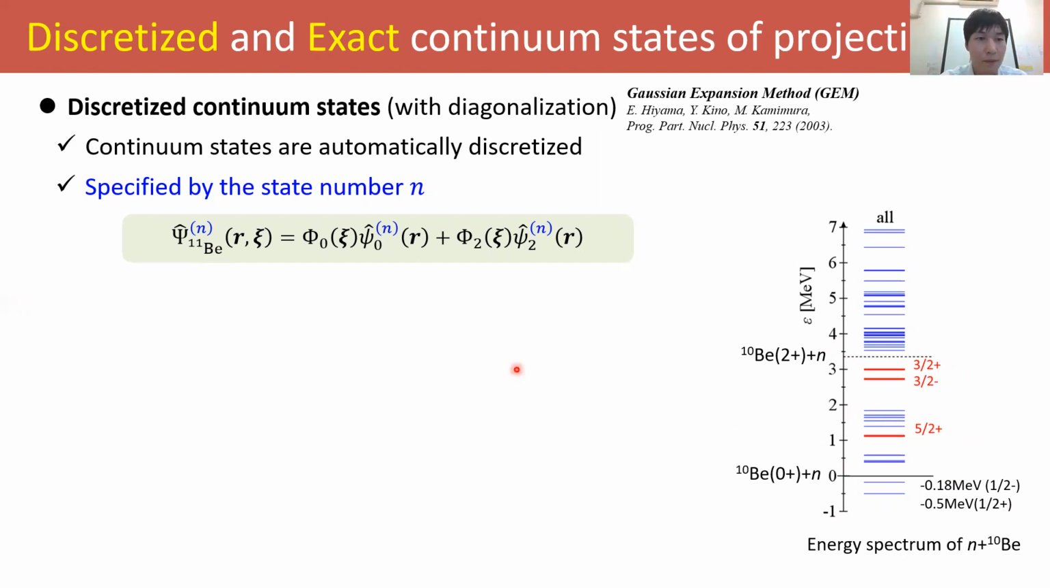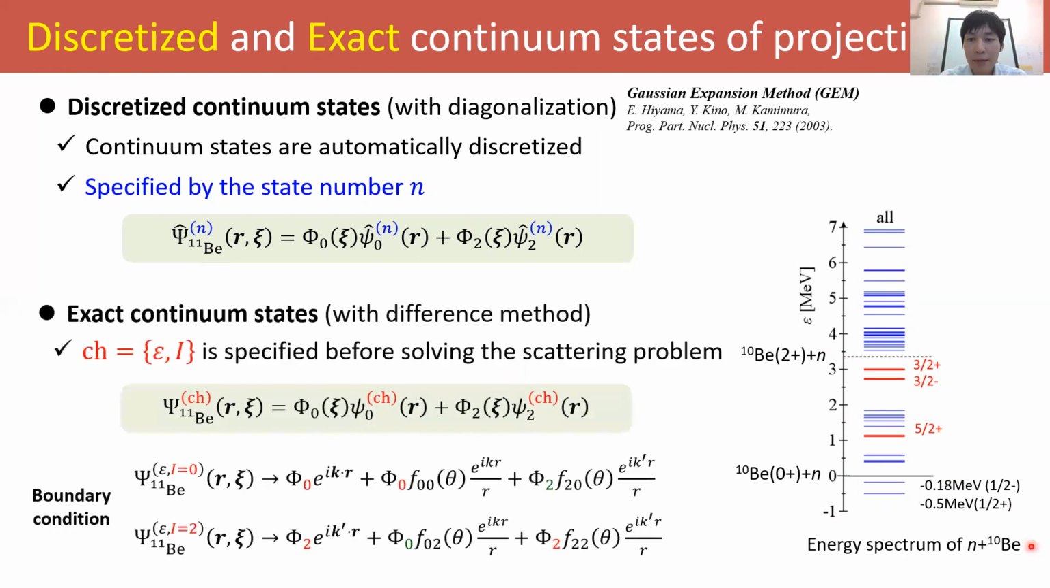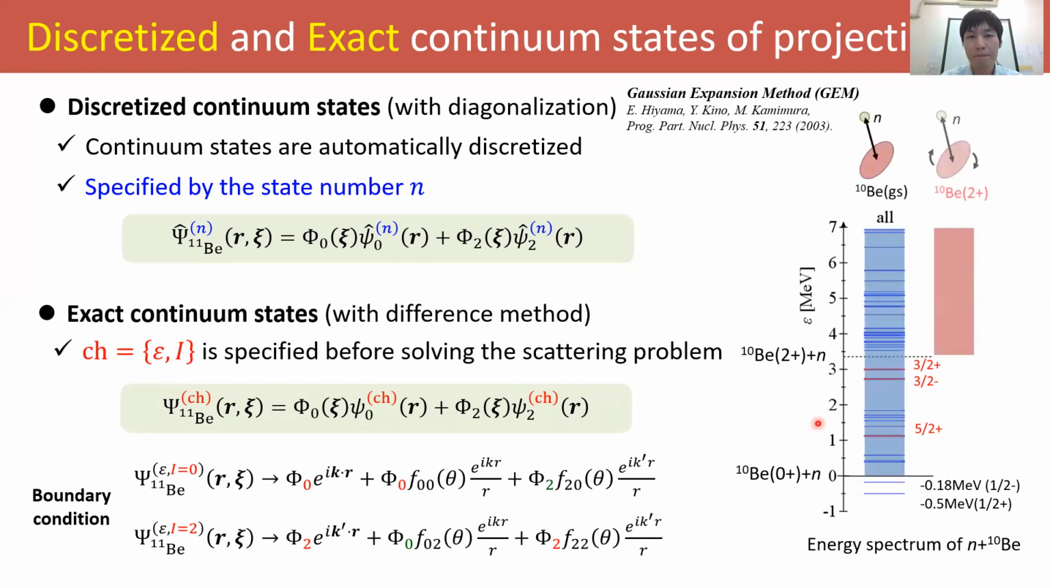On the other hand, if the Schrödinger equation is solved under the proper boundary condition like this, then we have the exact continuum states. The point is that the channel, not only the energy, but also the core state in the asymptotic region, is specified before solving the scattering problem, like this. Then we can get these two different wave functions with the same energy.